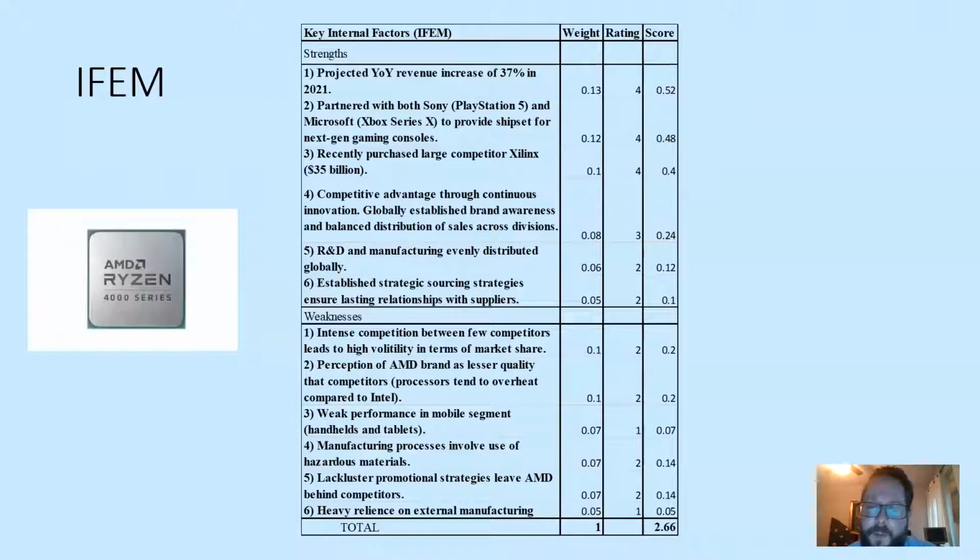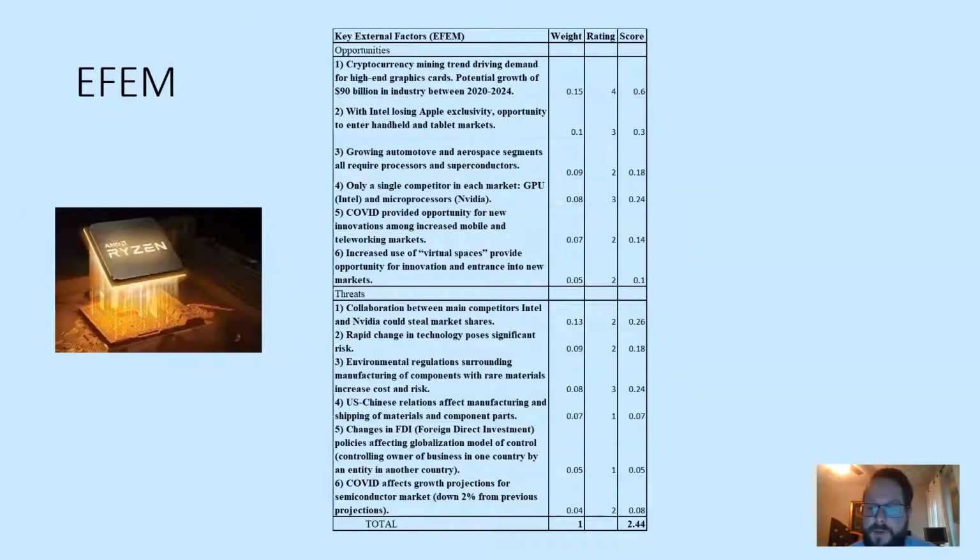The highest weight that I gave was really related to these exclusive contracts that they had with Microsoft and Sony, as well as the competitor buyout for Xilinx. And moving on to the external factors matrix, as you can see, based on the 2.44 total, they're a little bit below what we would expect an average company to be. So there's certainly room for improvement.